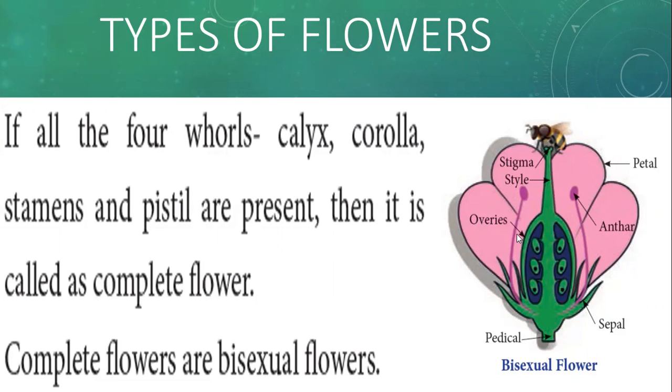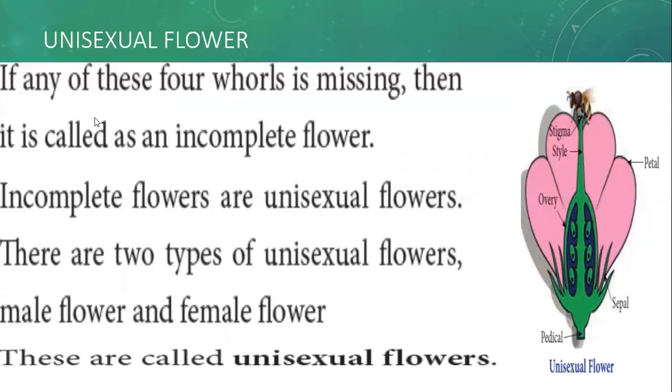So this flower is called what? Complete flower. At the same time, here the androecium and gynoecium, the male reproductive part and female reproductive part, are also present in the same flower. So it's called a bisexual flower. These complete flowers are what? Bisexual flowers. Why is it called a bisexual flower? Because here the male reproductive part and female reproductive part are present in the same flower.